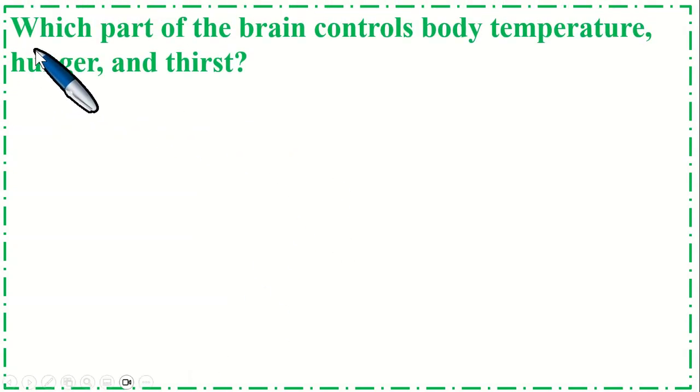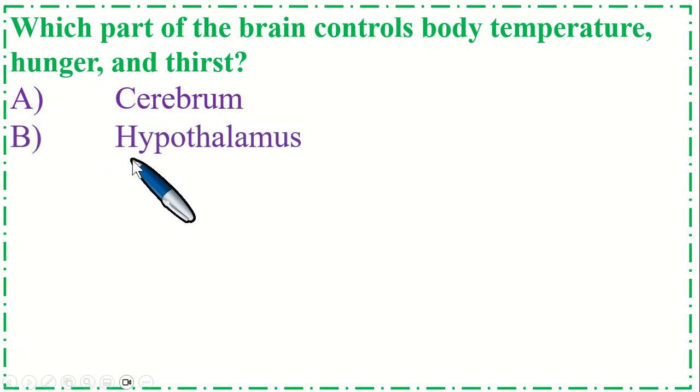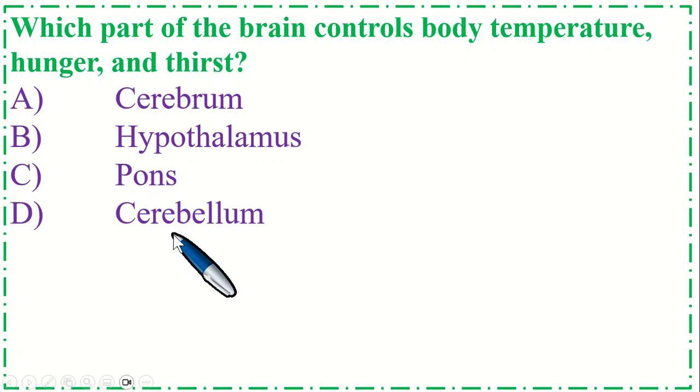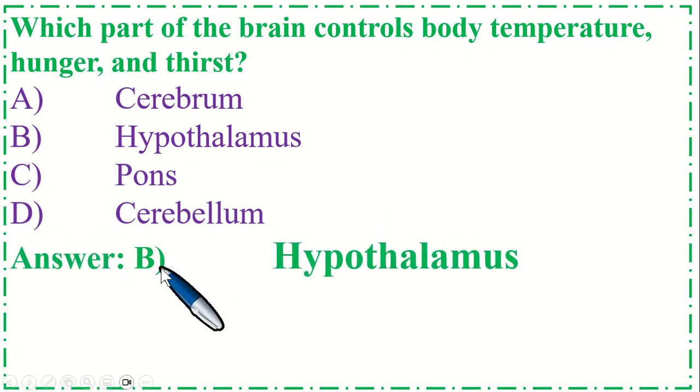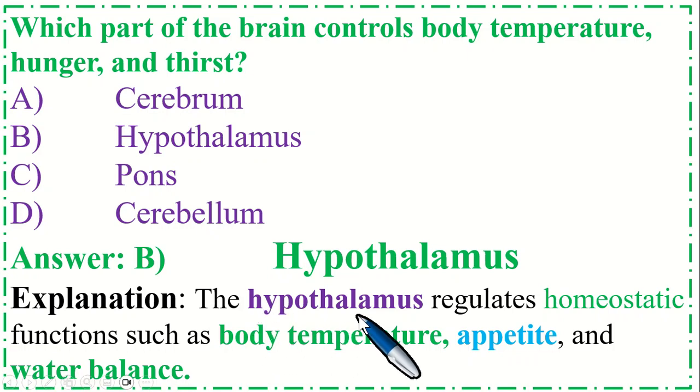This is a very important MCQ. Which part of the brain controls body temperature, hunger, and thirst? Option A, cerebrum; B, hypothalamus; C, pons; and option D, cerebellum. So the correct option is B, hypothalamus. Explanation: the hypothalamus regulates homeostatic functions such as body temperature, appetite, and water balance.